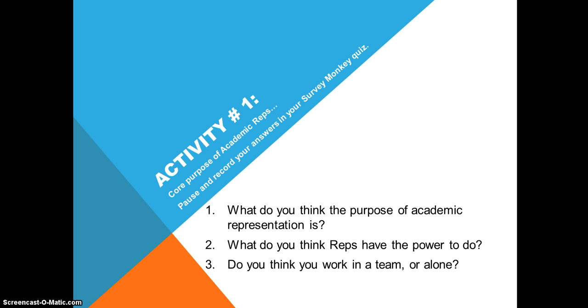Question number 1 is, what do you think the purpose of academic representation is? Question number 2 is, what do you think reps have the power to do in their role? And question number 3 is, do you think you work in a team or alone? If you really wanted to be a superstar, you could identify some team members that you think you might work with. If you think you work alone, you could explain why you think that's the case.